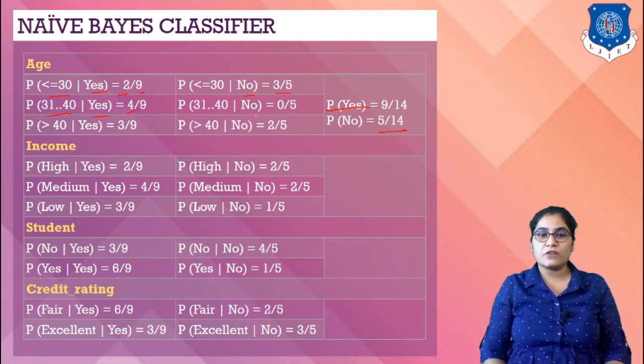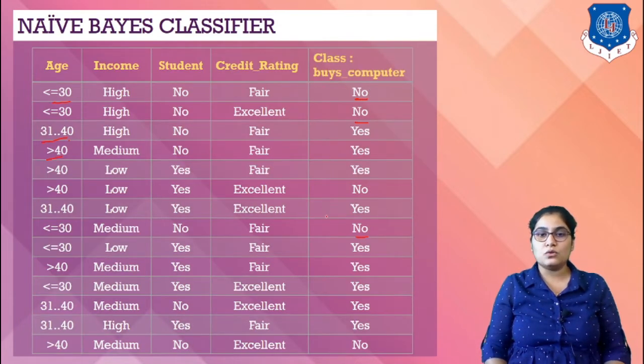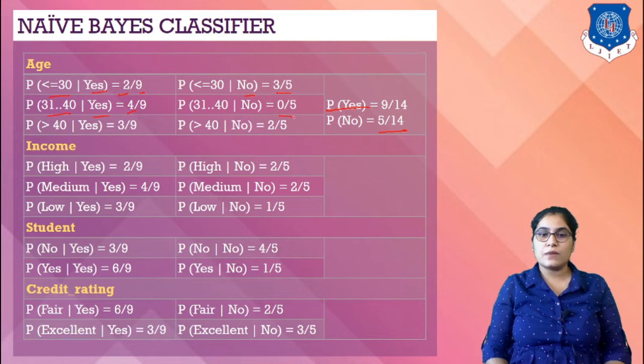Now again check for 31 to 40 age and class label no. So out of a total of 5 records that have class label no, how many records have age value 31 to 40? As you can notice in this table, there is no record that has an age value 31 to 40 and class label no, and that is why the probability is 0 by 5.